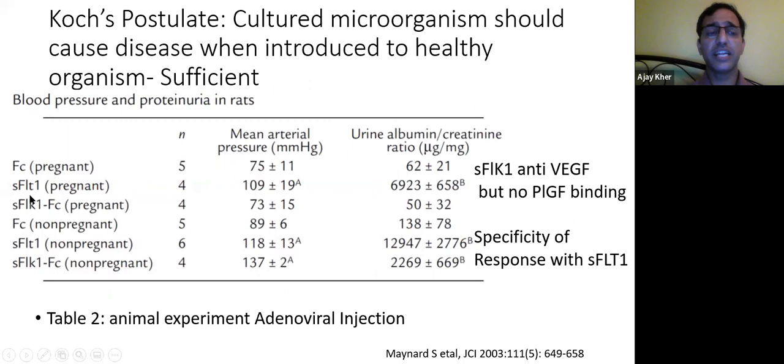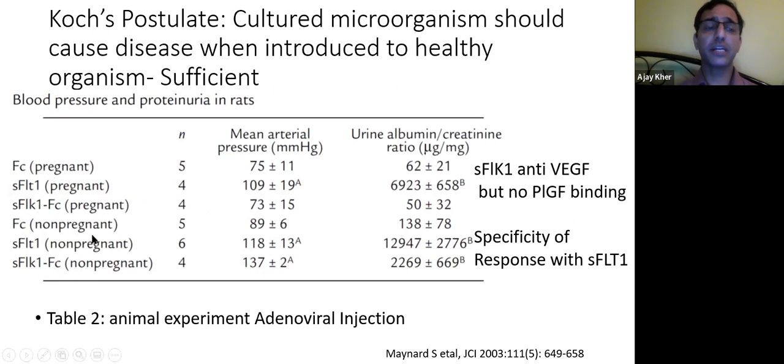Then what they do is they take SflK1. This SflK1 is an anti-VEGF, but has no placental growth factor binding. So what they're trying to show you is that it's not any anti-VEGF agent which could cause this disease. It has to be SflT1, because SflK, which is an anti-VEGF but doesn't bind placental growth factor, is not sufficient to cause the disease. So SflK1 with Fc in pregnancy doesn't cause hypertension and doesn't cause proteinuria.